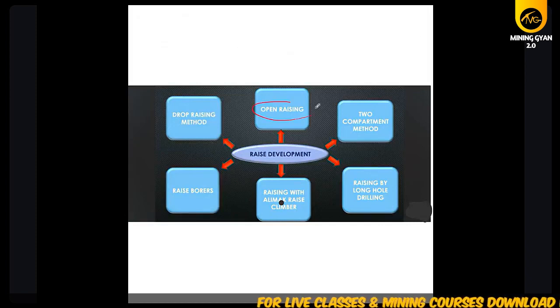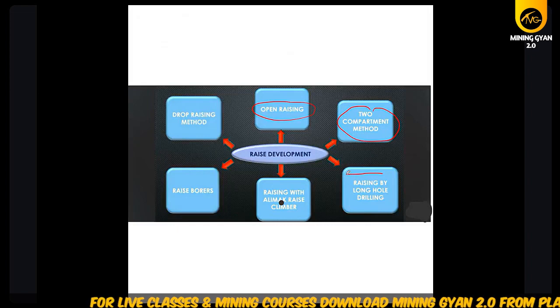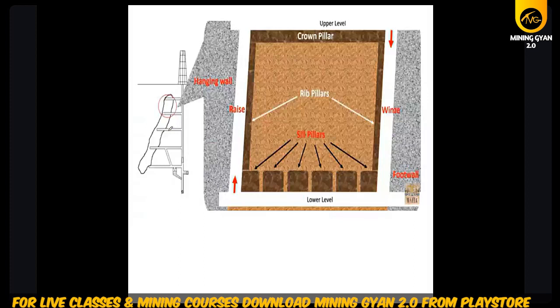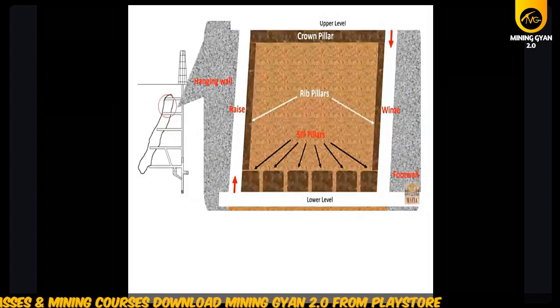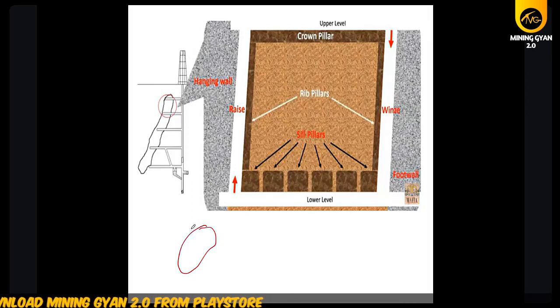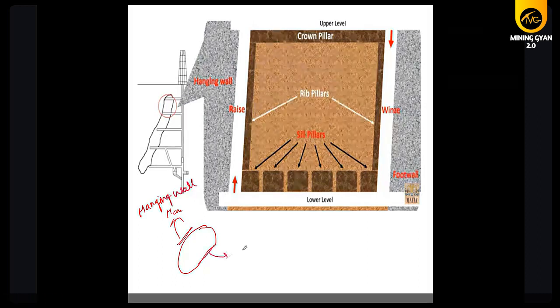Like open raising method, 2 compartment method, raising with long hole drilling, raising with Alimak raise climber, raise boring, drop raise method. We have seen these yesterday. Okay. So yesterday I also told you that if this is your ore body, the overlying strata is the hanging wall, and below this strata is known as the foot wall.